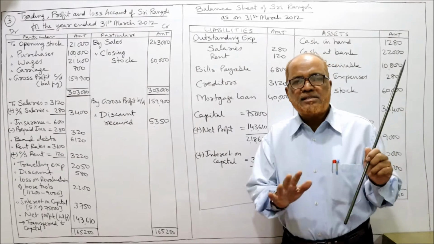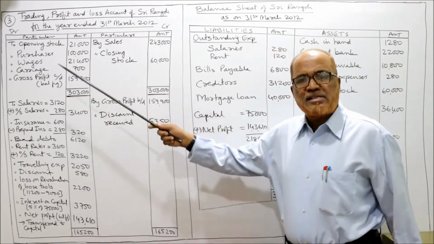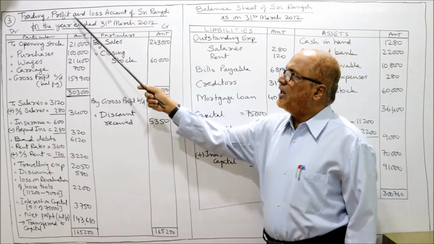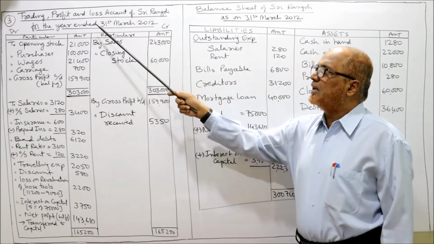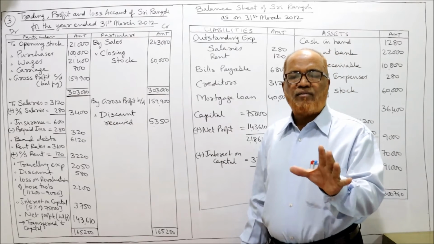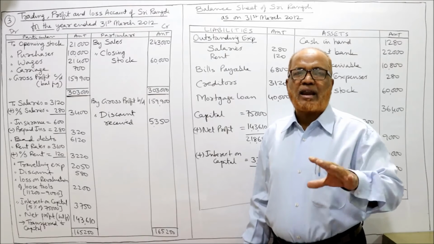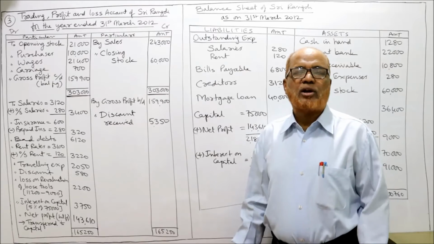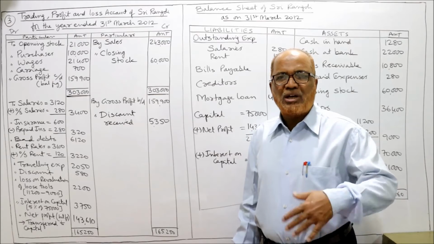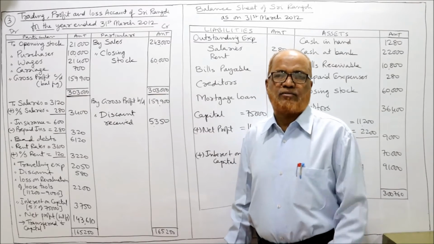That's all. This is the complete explanation of the problem. Now, presentation of the solution. See here, trading profit and loss account of Sri Rangoli for the year ended 31st March 2012. Presentation is very, very important. If you write an examination roughly, randomly, then definitely you may not get the full marks, and that also will not appear good. So always presentation should be attractive.